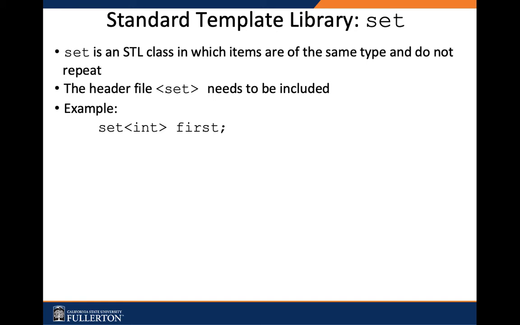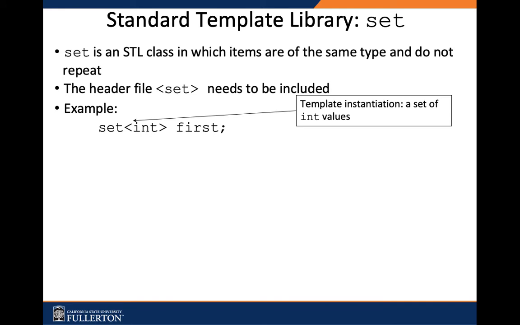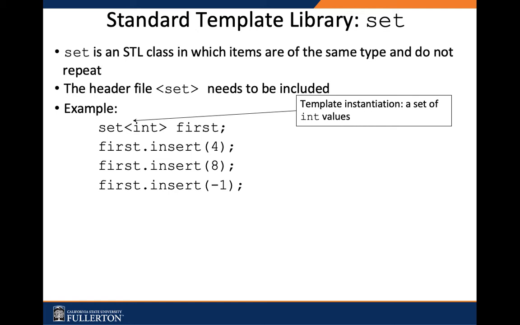Example of variables: let's say that we want to have a set of integers, so we declare the variable first, and the variable first is a set of, in angle brackets, we put int. This is what we call template instantiation, so we have a set of integer values. If we want to insert a value in that set, because when it's declared it's empty, we use the function insert. So the value of 4 will be inserted in the variable first. We also insert 8 and we insert -1.